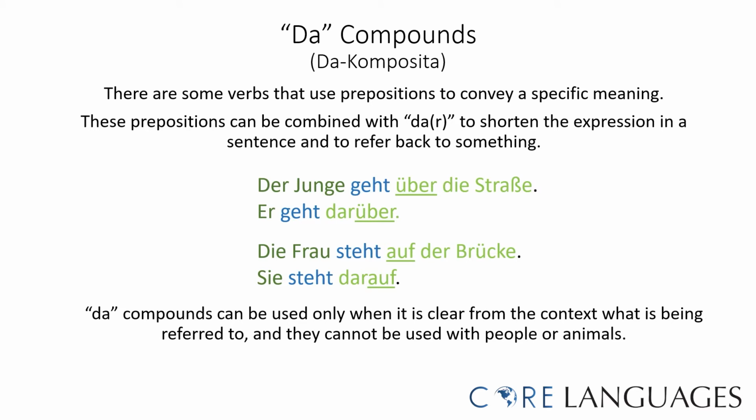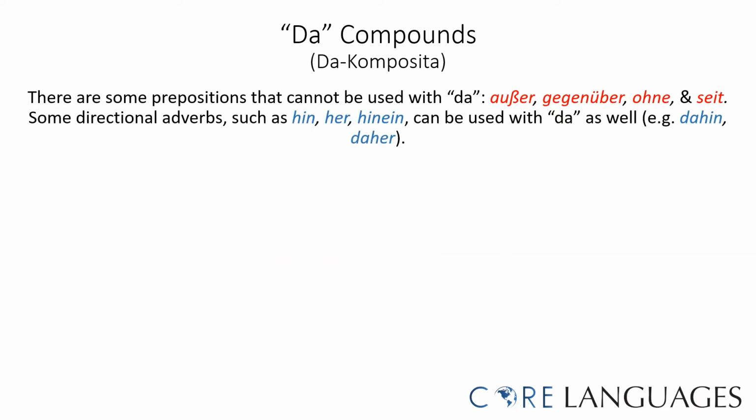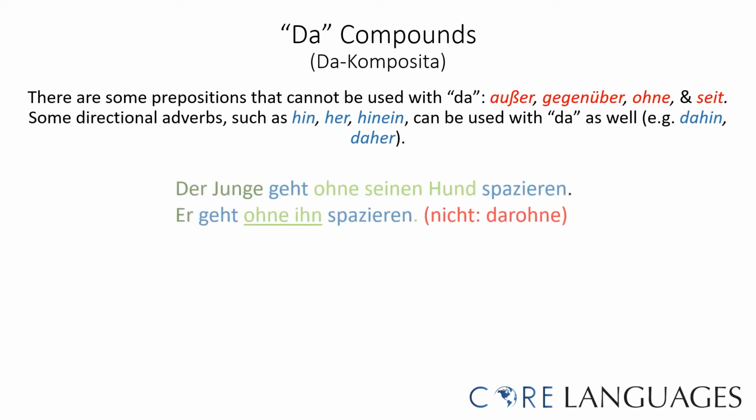Da compounds can be used only when it is clear from the context what is being referred to, and they cannot be used with people or animals. There are some prepositions that cannot be used to form a da compound with da. Außer, gegenüber, ohne und seit. But some directional adverbs, such as hin, her, and hinein, can be used with da. For example, dahin or daher. Look at the following two examples and pay attention to how we are shortening the sentence or the expression.